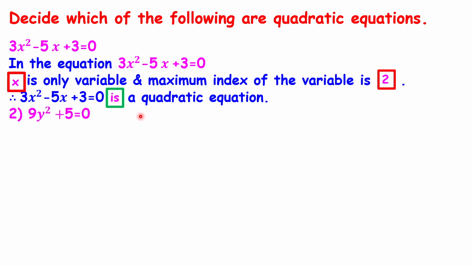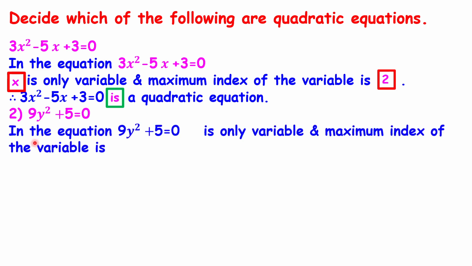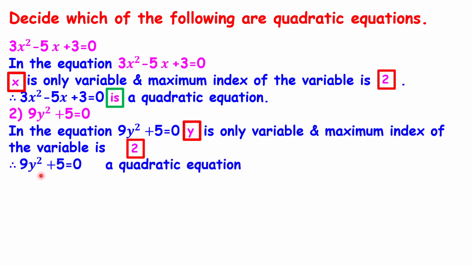Next example, 9y square plus 5 is equal to 0. In the equation 9y square plus 5 is equal to 0, which is the variable? Y is the only variable and the maximum index of the variable y is 2. Therefore 9y square plus 5 equal to 0 is a quadratic equation.